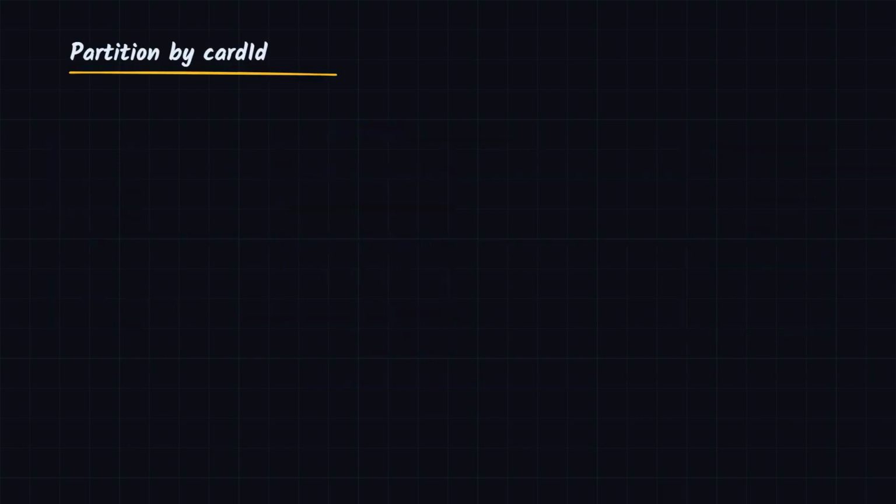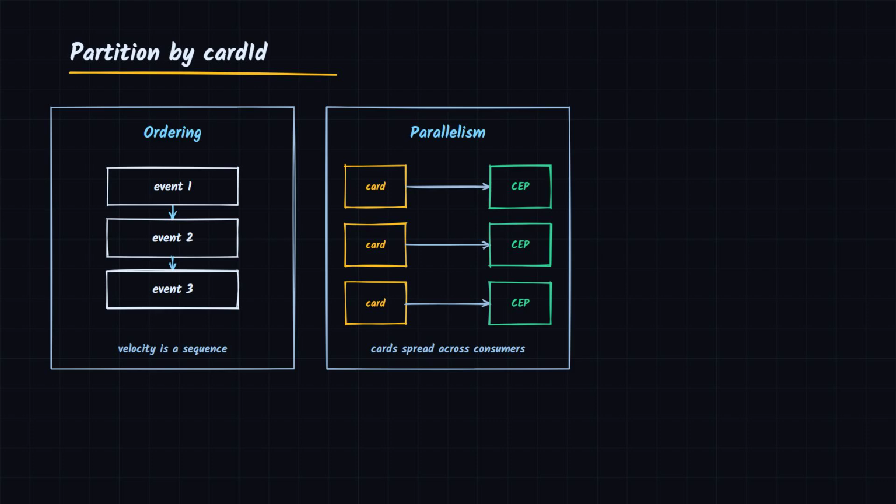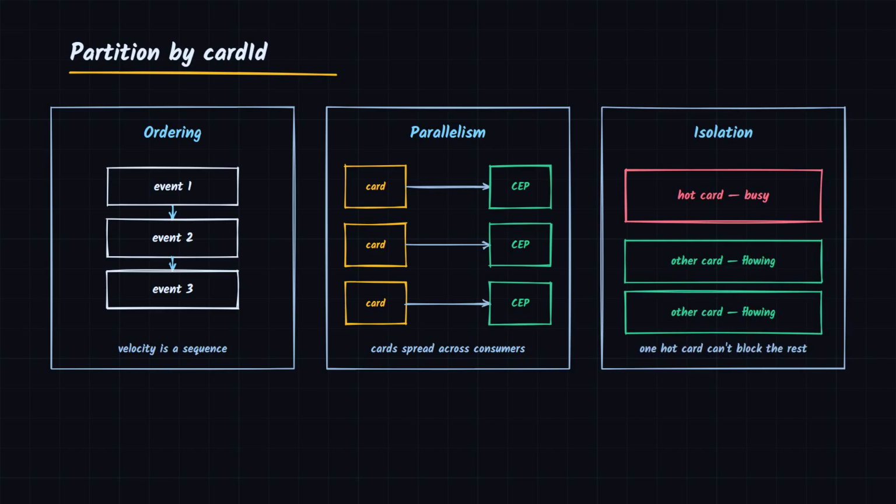Why does partitioning by card ID matter so much? 3 reasons. Ordering. A velocity attack only makes sense if events arrive in sequence. Parallelism. Thousands of cards spread across partitions and consumers, so throughput scales out. And isolation. One hot card never blocks another. This single decision is what lets the whole engine keep up.